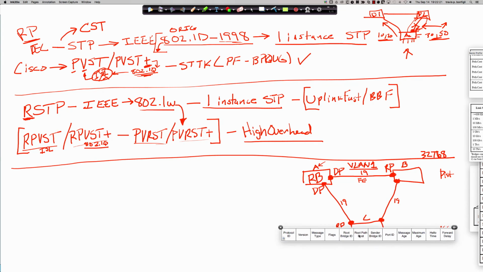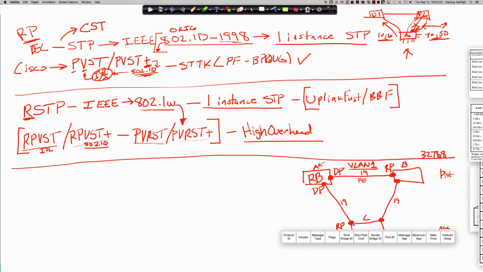C gets this BPDU in. He says it's 0, but what is my cost to get to that guy? What is the egress port cost for me? It's 19. And so he adds that 0 plus 19, and he says the cost going that way is 19.